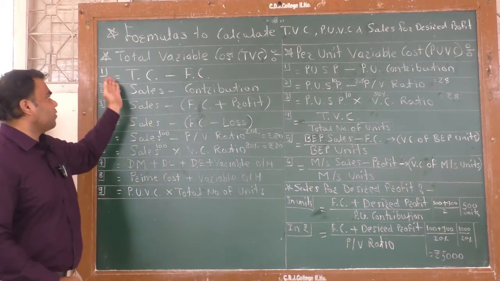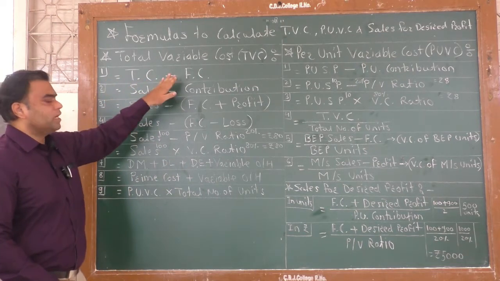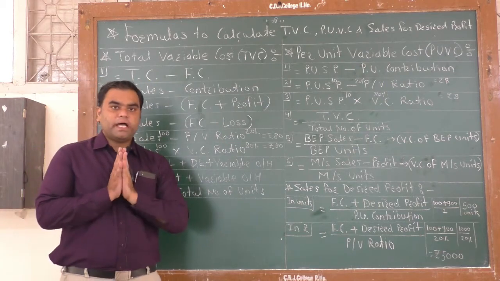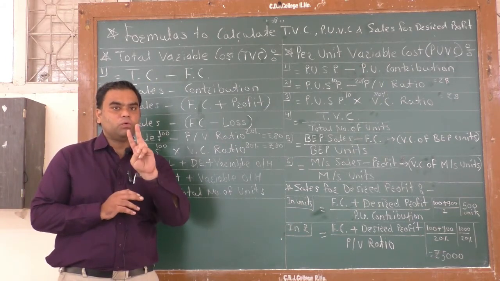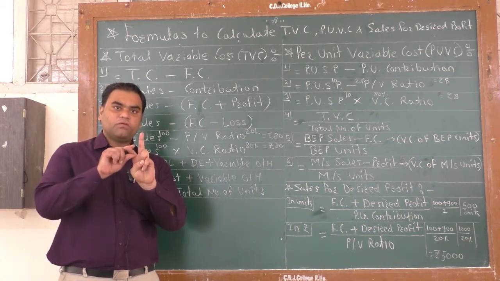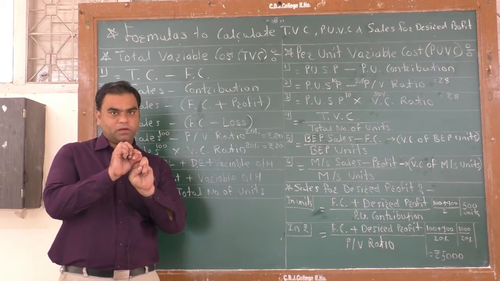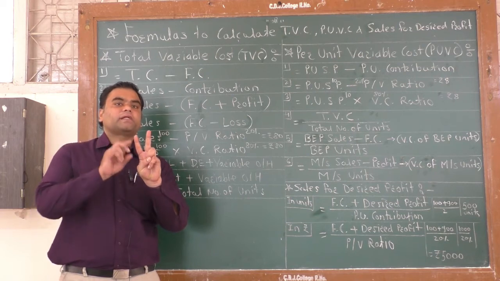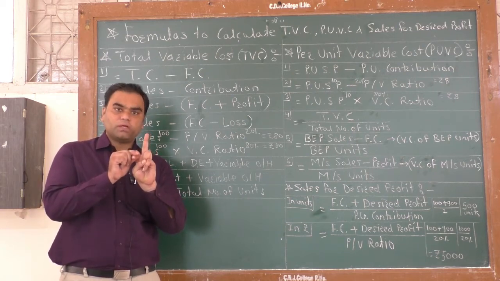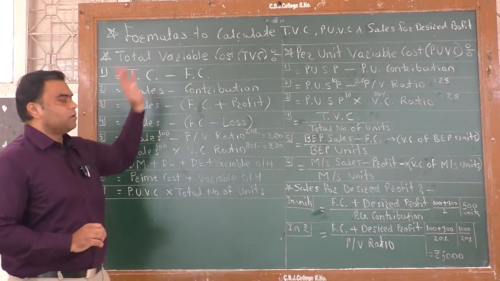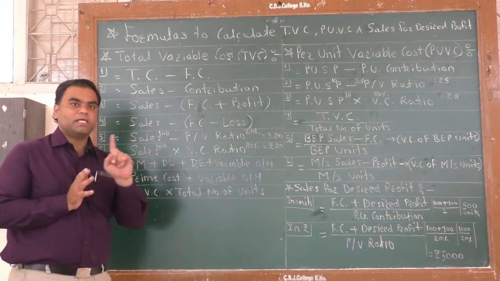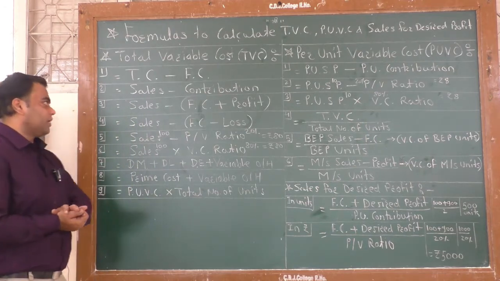So first formula, total cost less fixed cost. As we know, total cost is the sum of two costs. Which are these two? Fixed cost and variable cost. So if we deduct fixed cost from total cost, then we can get the amount of variable cost. Total cost less fixed cost is equal to variable cost.